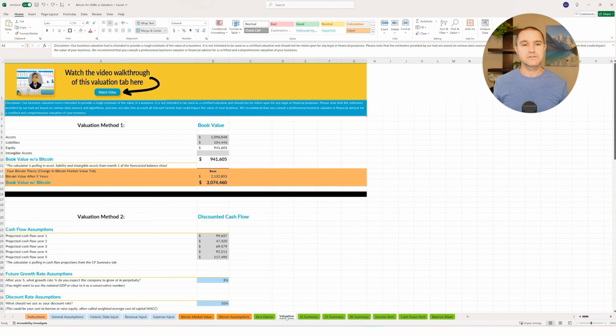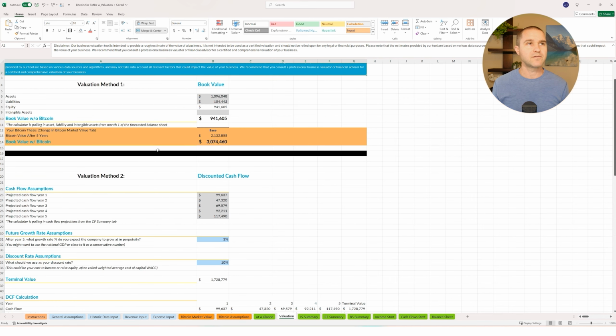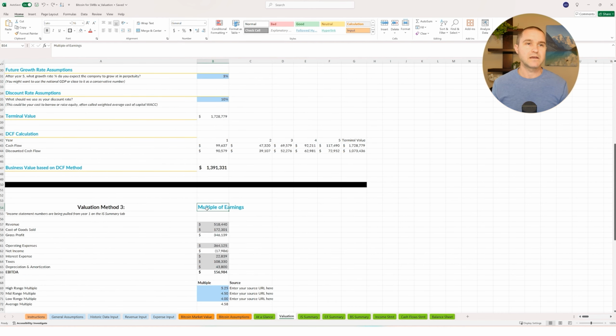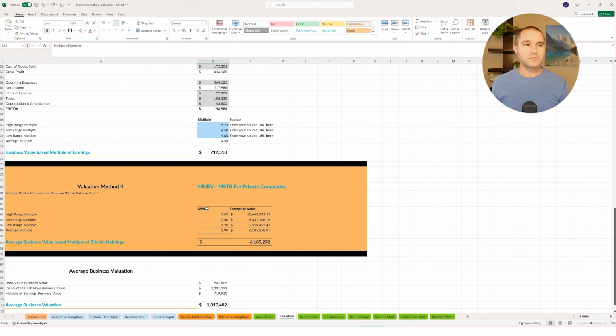I guess there's maybe one more tab that could be useful from a Bitcoin perspective, and then we'll dive into the general operating business side of the model. We do have a section here about valuation. There's lots of different ways to value a small business. You have a book value, a discounted cash flow method, a multiple of earnings method, and then we put in this net Bitcoin value, or a multiple of net Bitcoin value.